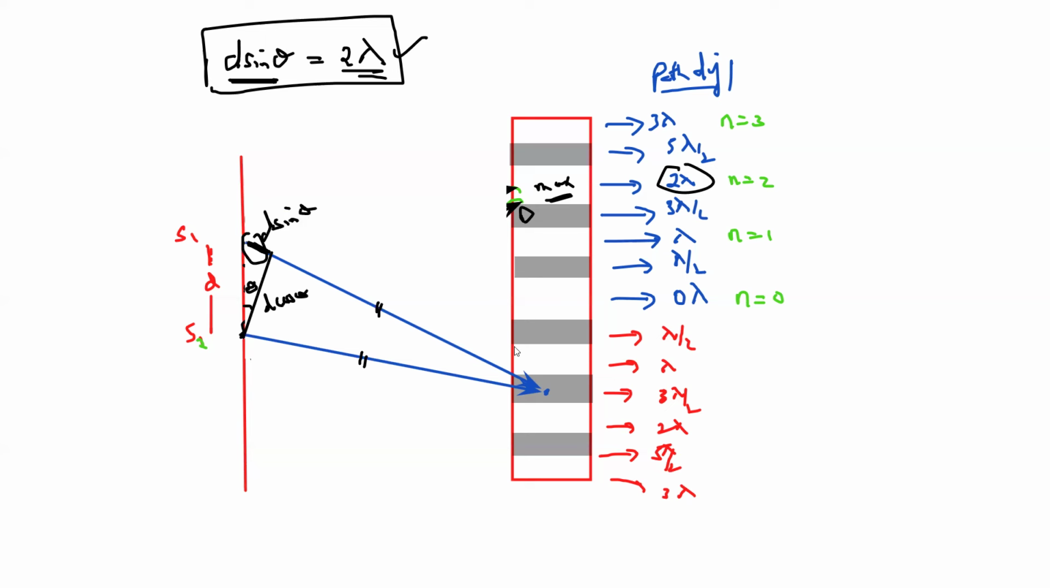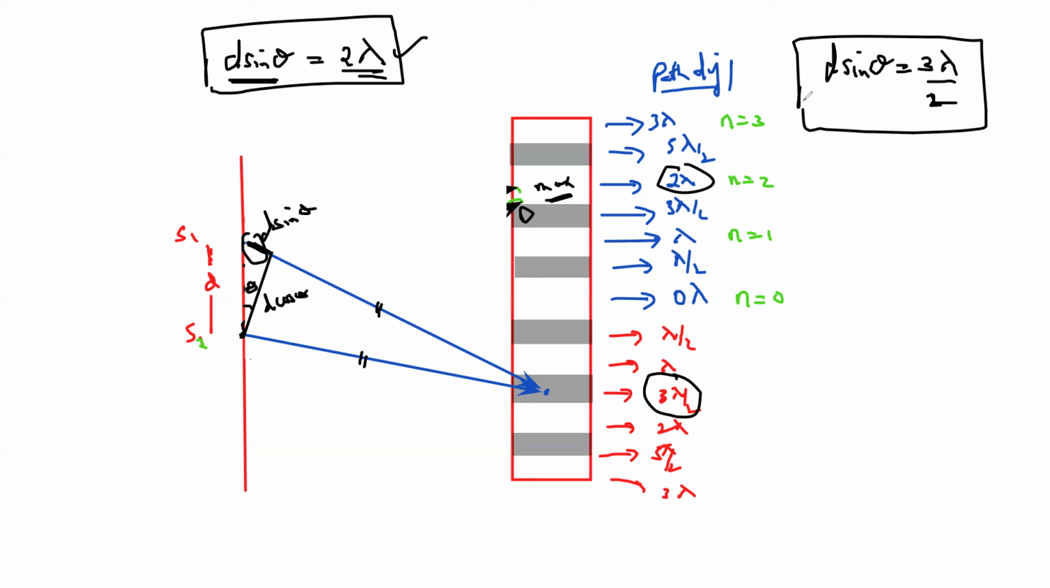Or we can say d sine theta is the path difference. According to this position, because it's a destructive interference, for it to occur, the path difference should be equal to 3 lambda by 2. So in this case, d sine theta is equal to 3 lambda by 2. So d sine theta is the path difference, the additional distance which one wave covers more than the other, and it will be equal to either an integer multiple of the wavelength or (n plus half) wavelength, depending on which image we are focusing on.